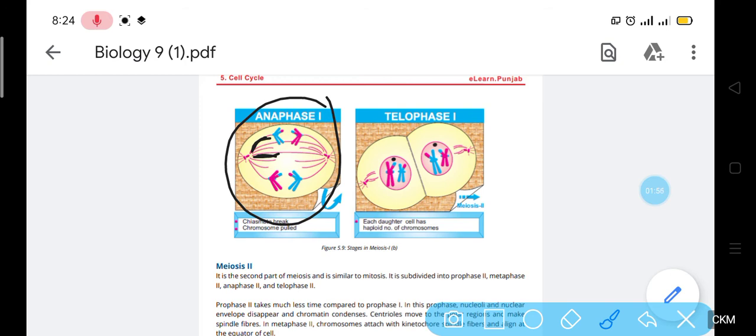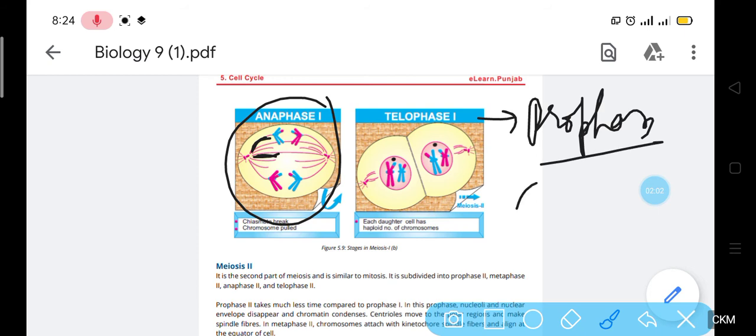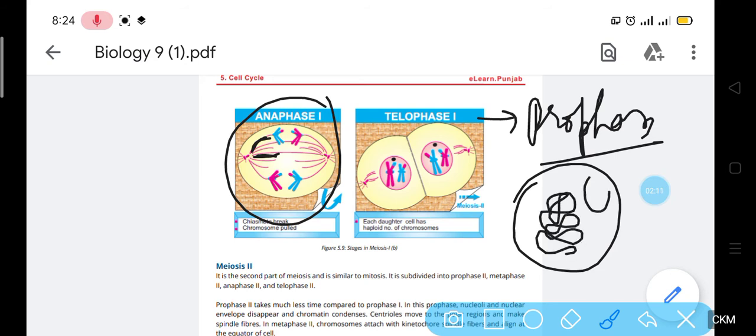Now, after the anaphase, the telophase occurs, which is the reverse of the prophase. You know very well that in the telophase the nucleus is going to reappear, the chromosomes are again going to convert into chromatin, and the nucleolus is going to reappear. Side by side the cleavage will also occur, and that will result in cytokinesis. Now after that, what are we going to learn? After that, we are going to learn about meiosis 2.